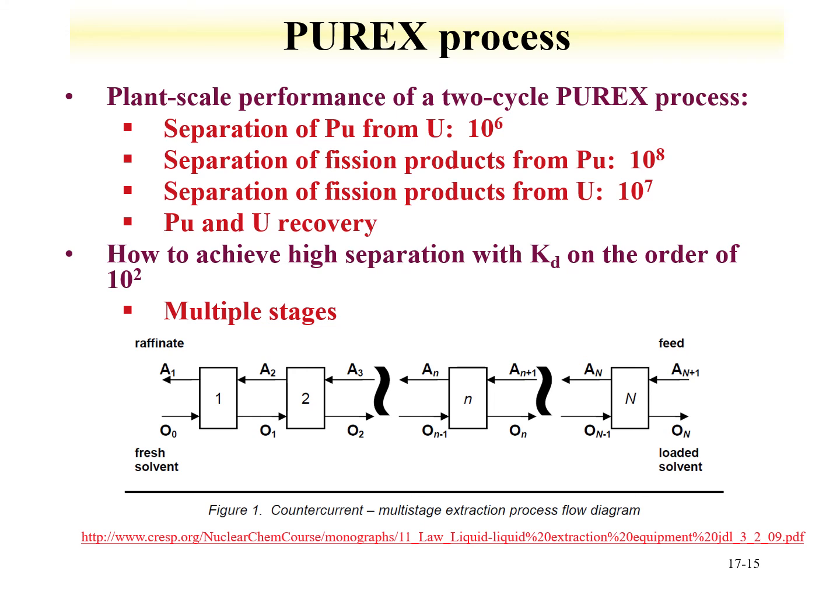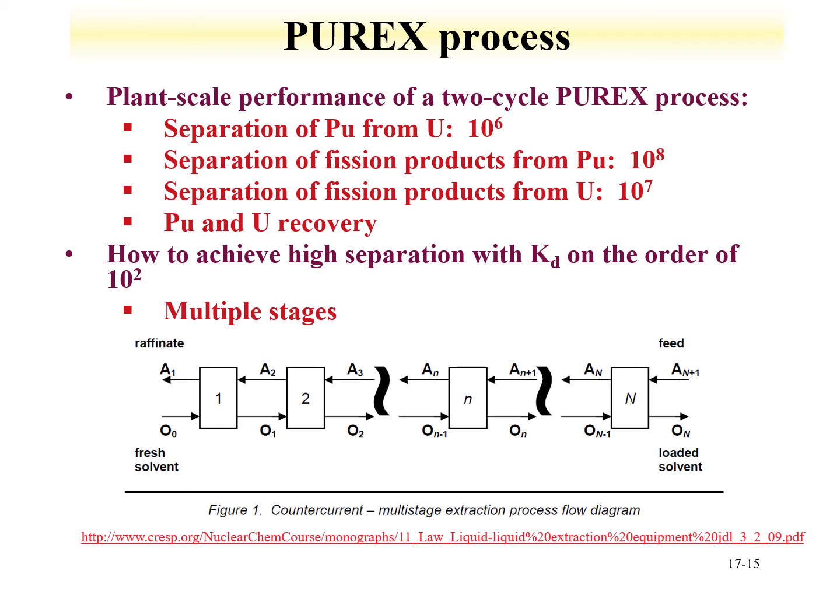In the PUREX process, separations are extremely high. For instance, separation of plutonium from uranium is on the order of 10 to the 6th, fission products from plutonium 10 to the 8th, fission products from uranium 10 to the 7th, both with very high recovery of plutonium and uranium. So one of the questions with this is, how does one achieve these high separations, 10 to the 6th to 10 to the 8th, when KD factors are on the order of 10 to the 1st or 10 to the 2nd? The answer is multiple stages.